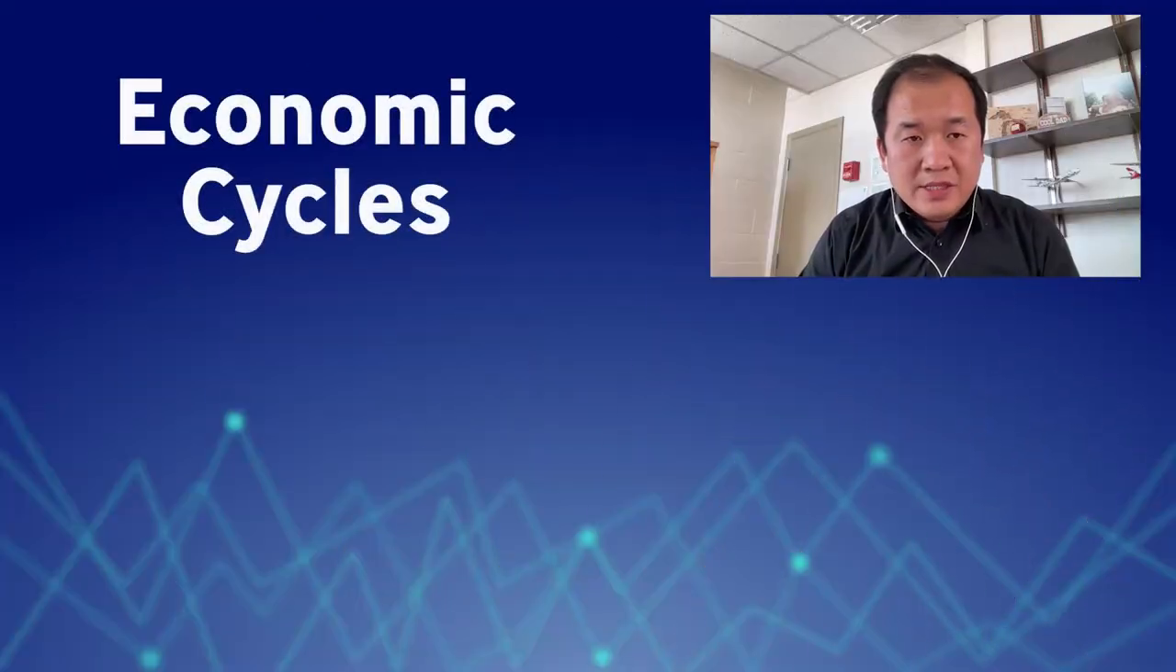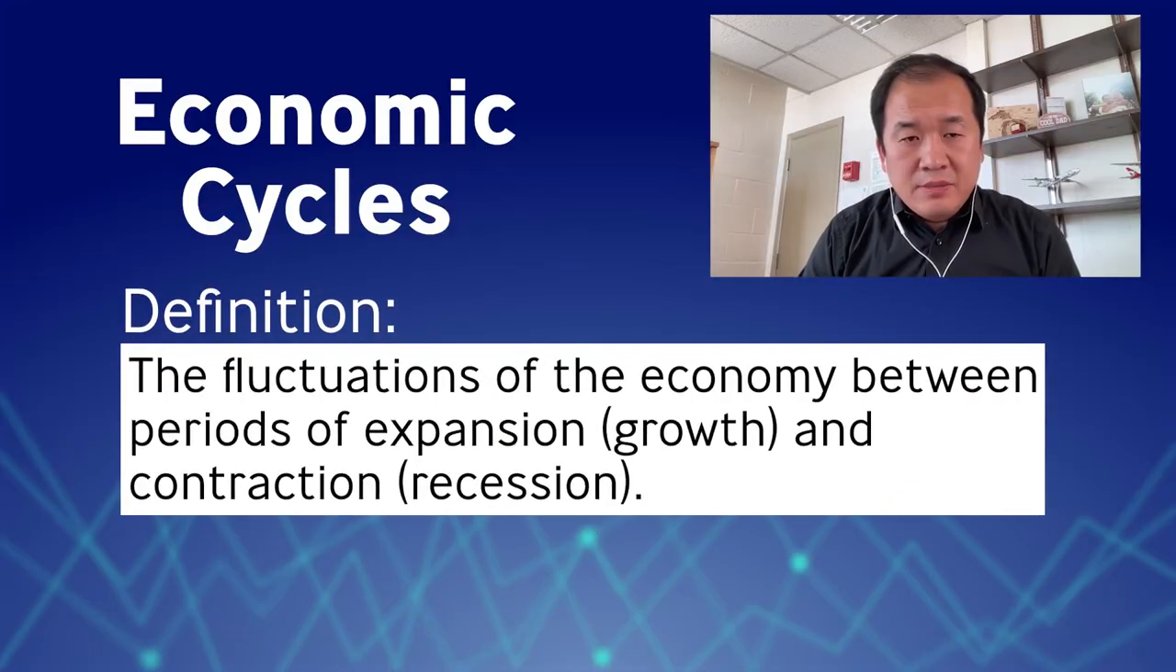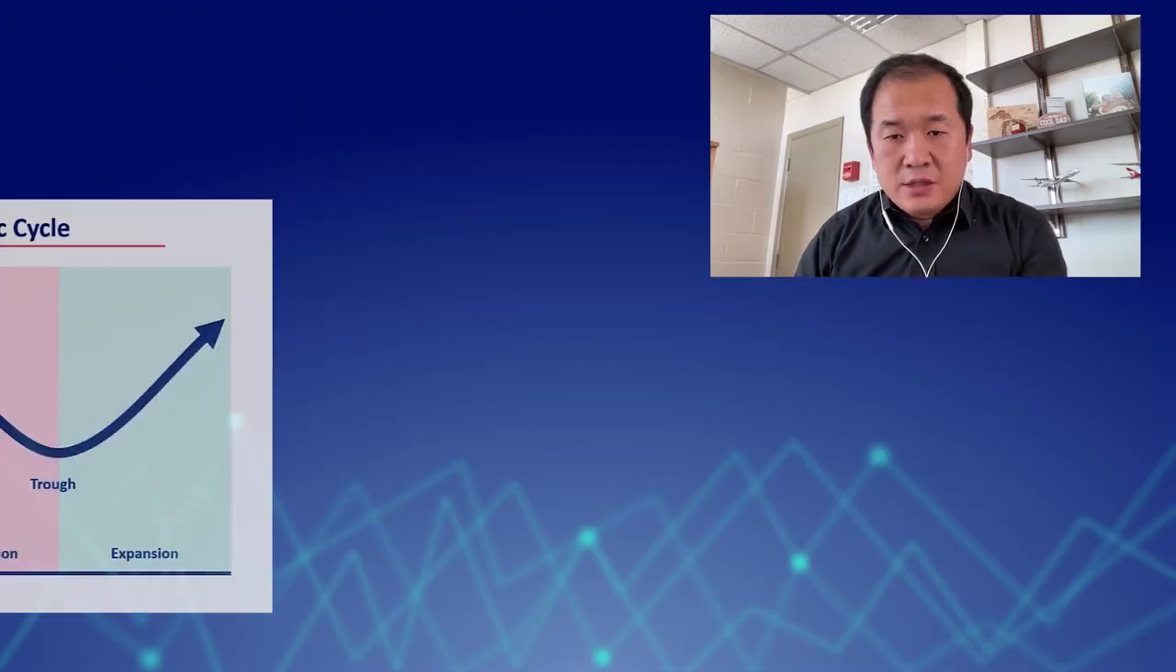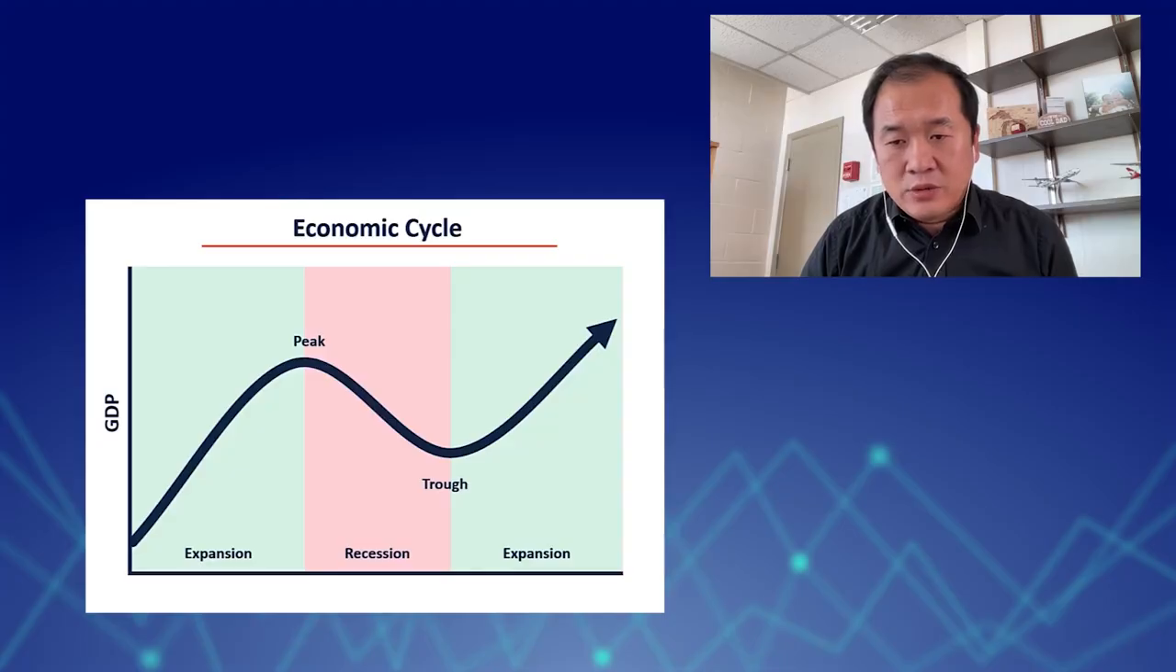Let's look at economic cycles. An economic cycle is the fluctuation of the economy between periods of expansion and contraction. As this chart suggests, the economy will move in different stages. It will expand in good times and contract in bad times. When it reaches the peak, it will start to decline. And on the opposite side, when it reaches the trough, it starts to recover.